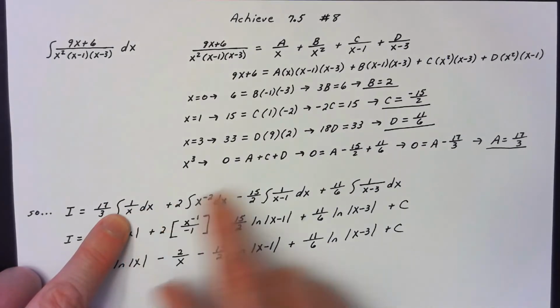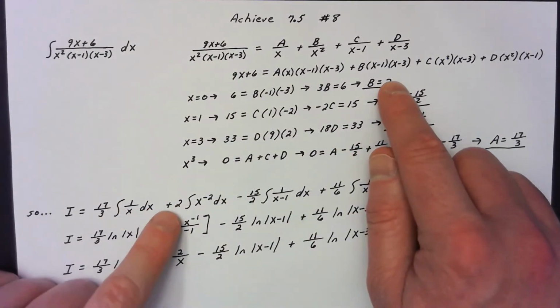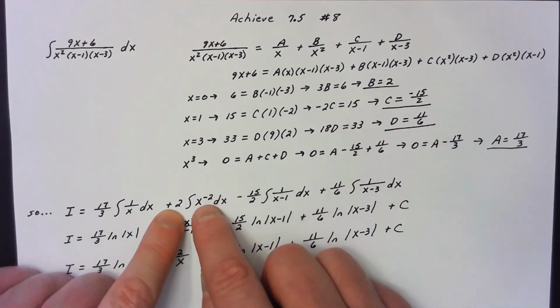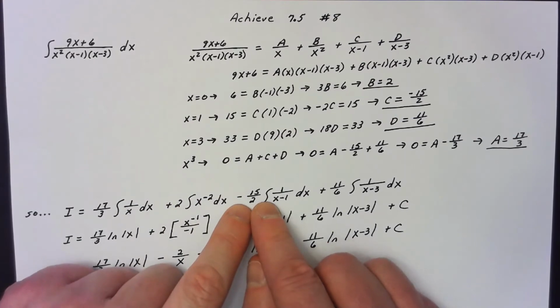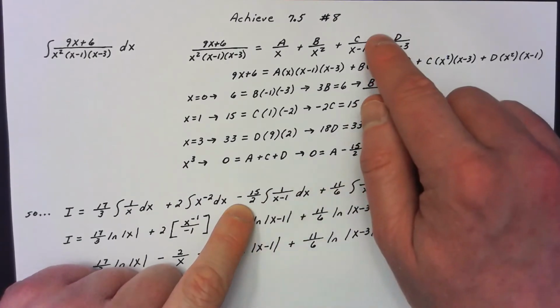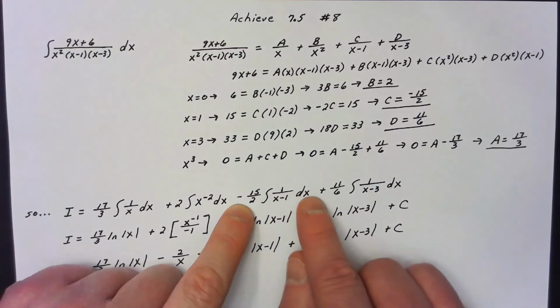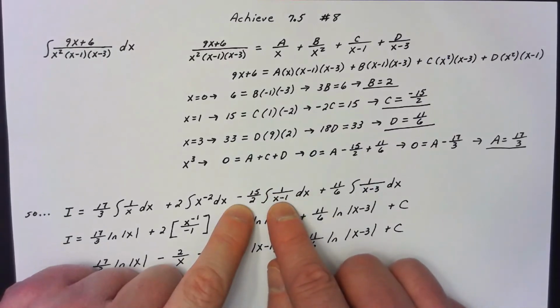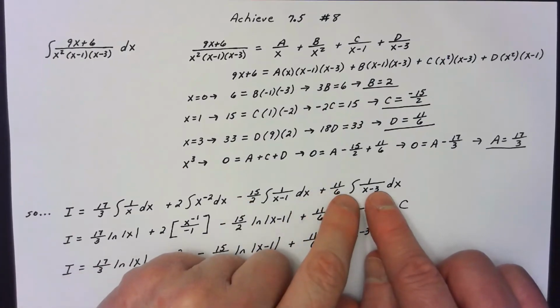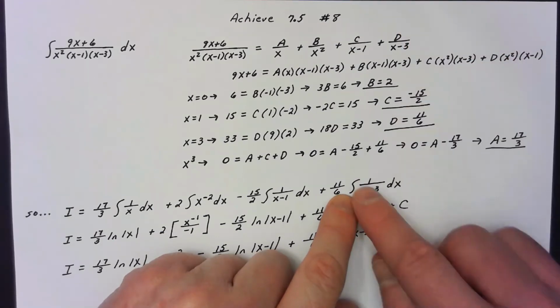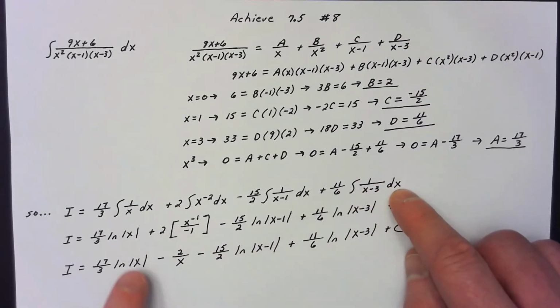The next one, I'll factor out the b. 2 comes out in front. The inside would be 1 over x squared. I would rather think of that as x to the negative 2. It makes the power rule easier to do in the next step. The next term, the c got factored out. Minus 15 over 2 times the integral of 1 over x minus 1 dx. I know that's just going to be the natural log of the absolute value of the denominator. Same thing in the next one. The d got factored out in front. The 11 over 6 times the integral of 1 over x minus 3 with respect to x is left over.